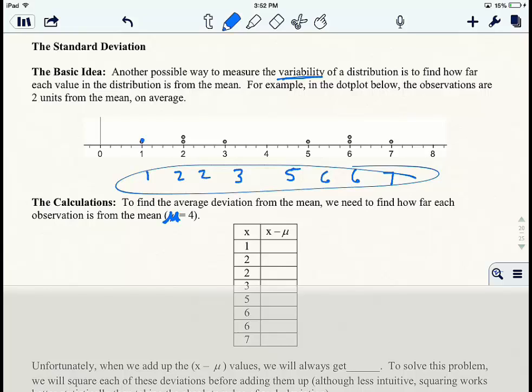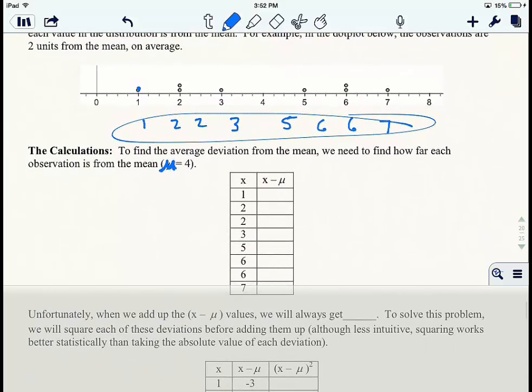Now we want to figure out how far away that data is from the average. Well, 1 is 1, 2, 3 spots away from 4, and it's less than it, so it's -3 away. Again, you could just say 1 minus 4 and get a -3. For 2 then, it's 2 less. 2 minus 4 is -2, and so on.